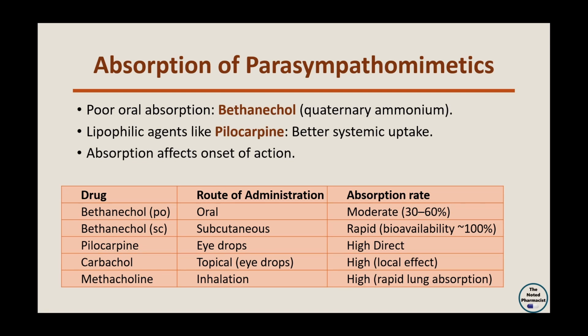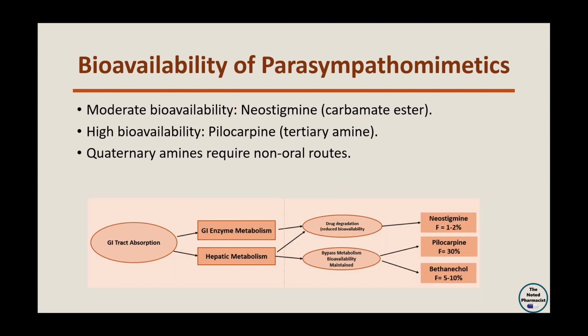Bethanechol, for instance, is poorly absorbed orally due to its quaternary ammonium structure but remains effective for conditions like urinary retention. Other drugs like pilocarpine, a tertiary amine, have better absorption due to their lipophilic properties, making them suitable for systemic and topical applications. The bioavailability of parasympathomimetics is highly dependent on their resistance to enzymatic degradation and first-pass metabolism.